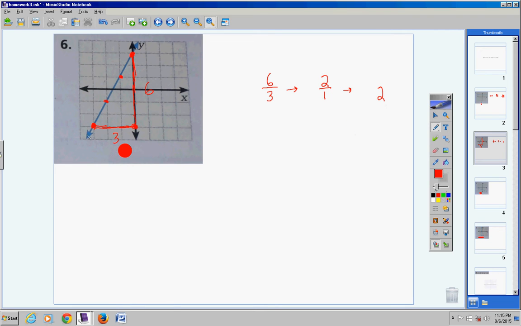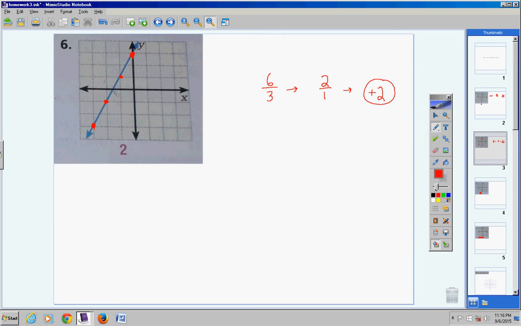Now, starting from the left and moving to the right, the line is sloping upward. So it's a positive slope. Now, Mr. Earhart, what if I had used different points like this? Well, let me show you. It doesn't matter which 2 points you use. The fraction will still reduce down to 2.